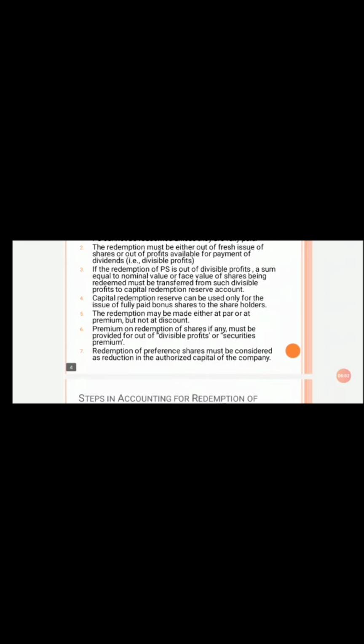And the next point is that the redemption may be made either at par or at premium. This you remember, students. Redemption of preference shares can be made only either at par or premium, but not at discount. Premium on redemption of shares, if any, must be provided for out of divisible profits or securities premium. This also you should remember. Suppose you are redeeming the preference shares at premium, it is nothing but a loss. Then that has to be met only by utilizing the amount available in divisible profits or the amount available in the securities premium account.